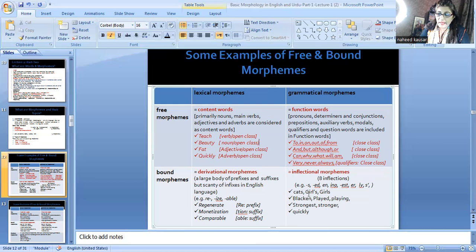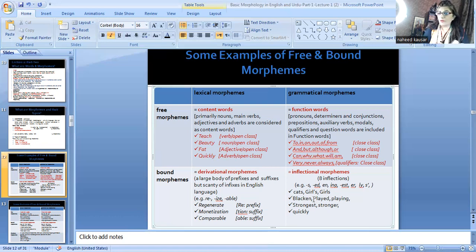The examples are cats, girls. Now here you see that this S is to make the noun plural, while girls shows the possession of something relevant to a girl. And similarly, we use S again, like we used this inflectional morpheme in the case of cats to make a singular noun into a plural. Then blacken, EN, right? Blacken, blackened. We use this EN morpheme, the inflectional morpheme, to construct more words.